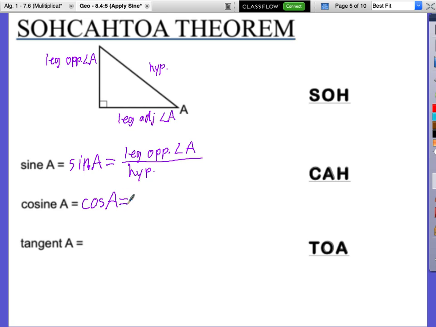The cosine of angle A is going to be another fraction. This fraction will be on the top, the leg adjacent to angle A, over the hypotenuse again. This time it's also over the hypotenuse. Leg adjacent to angle A, over that hypotenuse.